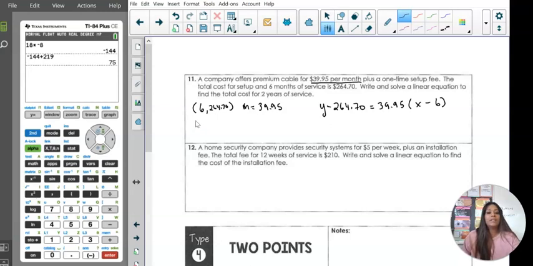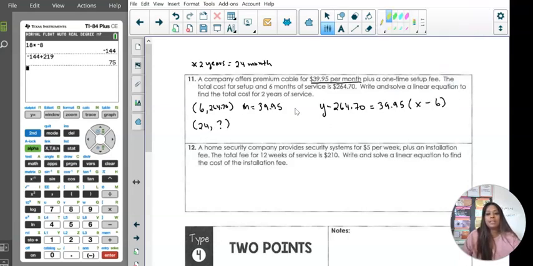So it says here, find the total cost for 2 years. So I'm not going to write 2 years here because it's 6 months. I need to convert 2 years to months. So we know that 2 years is equivalent to 24 months, right? So that's 24 months, and then we need to figure this out. So what I can do here is take my x value of 24 and plug it in here and then solve for y.